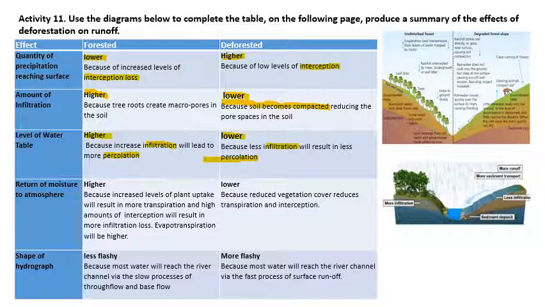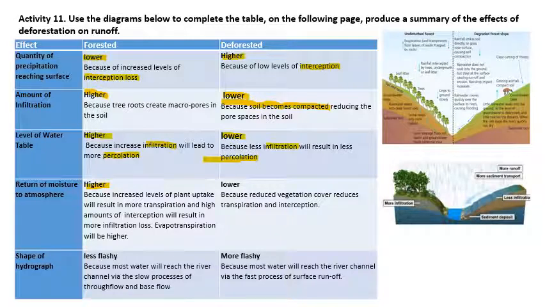The return of moisture to the atmosphere. This one links to the top factor and another factor. So in the forested area, you've got higher levels of moisture being returned to the atmosphere.